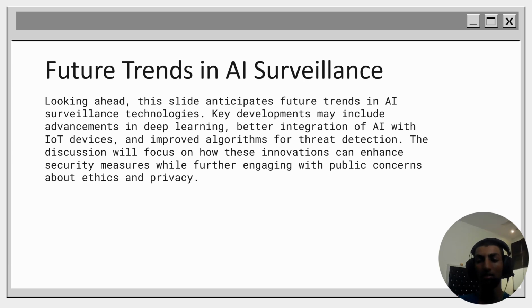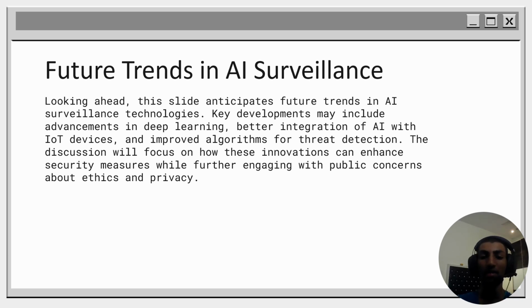Future trends in AI surveillance. The future of AI surveillance is moving towards integration of deep learning with logical reasoning for smarter detection, use of predictive analysis to prevent threats proactively, improving privacy-preserving AI techniques, and expansion into smart cities and autonomous security systems.